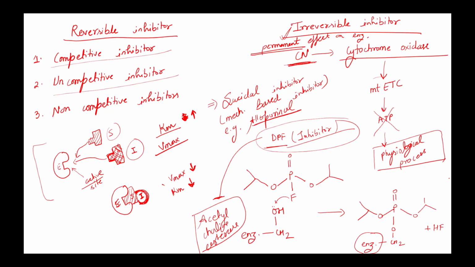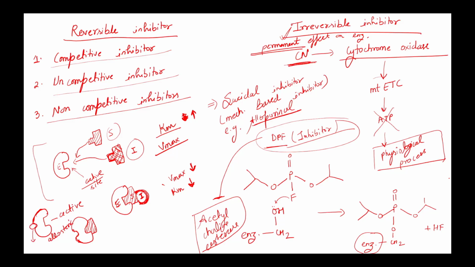Okay, but in non-competitive inhibition, what is happening? The inhibitor can bind to the free enzyme as well as the enzyme substrate complex. Generally we have one active site, and other than the active site we have another site which we call the allosteric site.